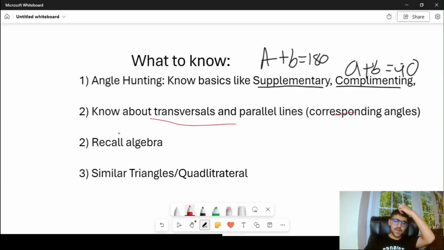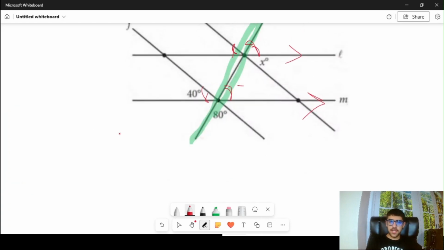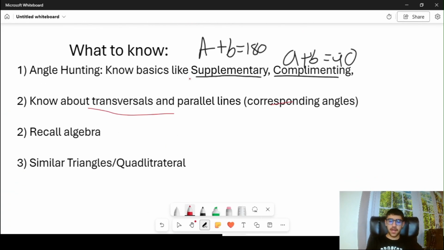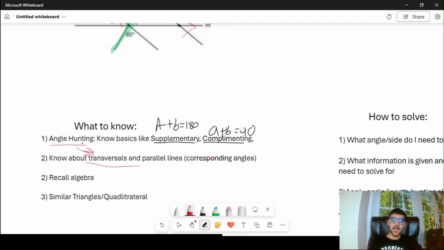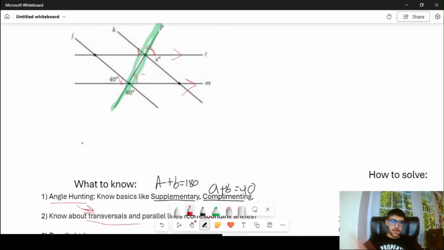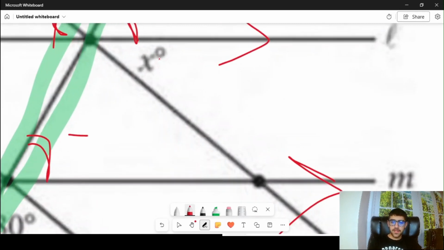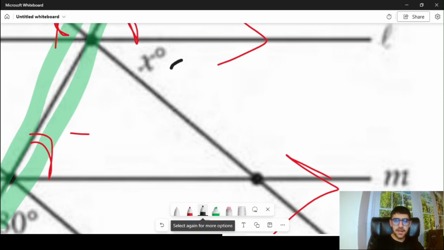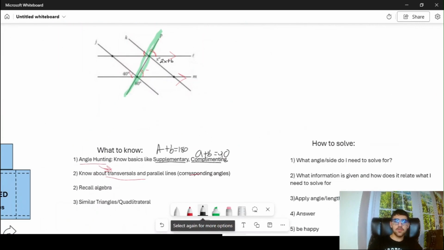And so recall algebra. Sometimes you're going to use supplementary angle hunting; this is part of angle hunting, knowing transversals and all of that. But you also have to recall algebra, because sometimes you finally solve it, but the thing is it wasn't x. It might have been an expression like 2x plus 6. From there, you have to use basic algebra skills to solve for x. That's where it will likely be used.